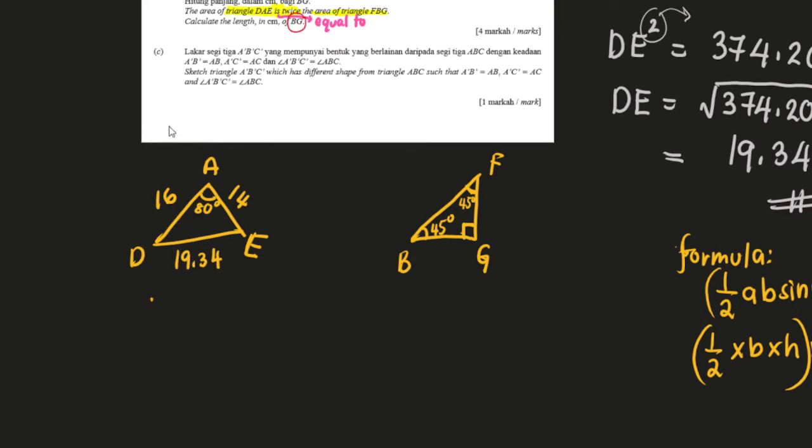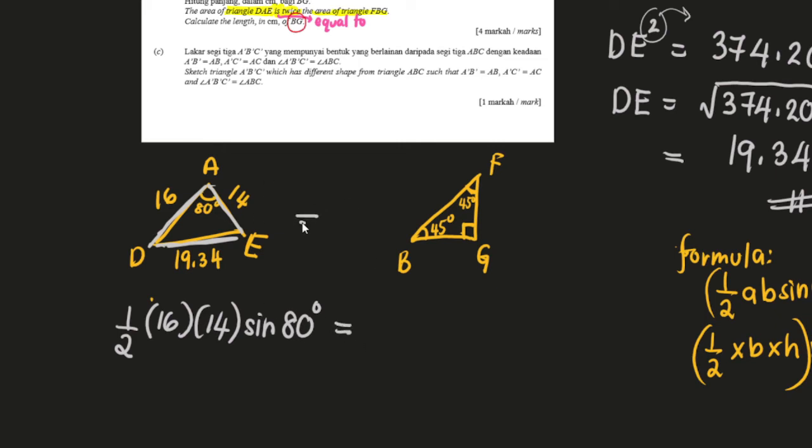Continue from here. Let's write the formula for area DAE. This triangle is 1 over 2, A and B, take these two lengths, so I'm going to take 16 and 14, sine C. For C, you take the angle in between the two lines. If let's say you take 16 and 19.34, then you have to take the angle here. So you can play around with the formula as long as you have the information. This one equals 2 times the area for this, isn't it?